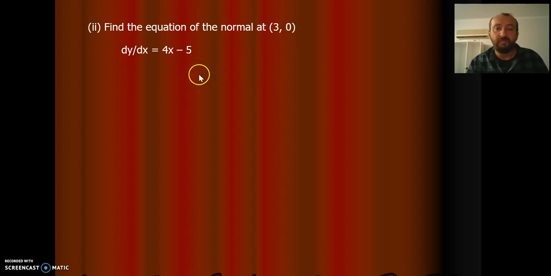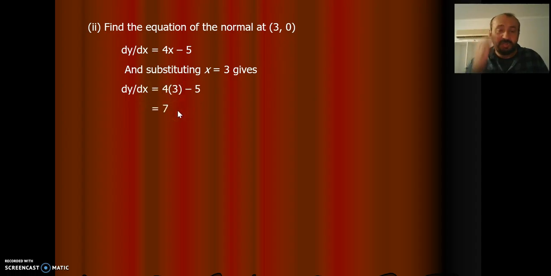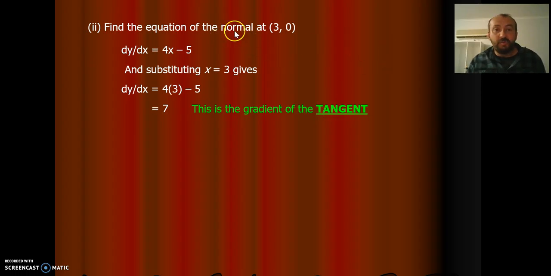intercept, 3, 0. So we know that the derivative of the function that we were looking at before was 4x take 5. Substituting x equals 3 gives dy by dx equals 4 times 3 take 5, which equals 7. Now, this is the gradient of the tangent. You know, that's how we define the derivative, is the gradient of the tangent at that point. But we want the equation of the normal.